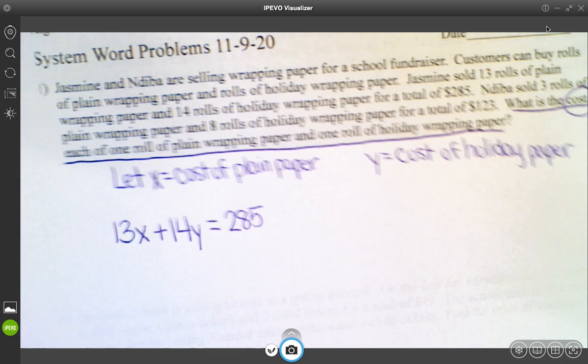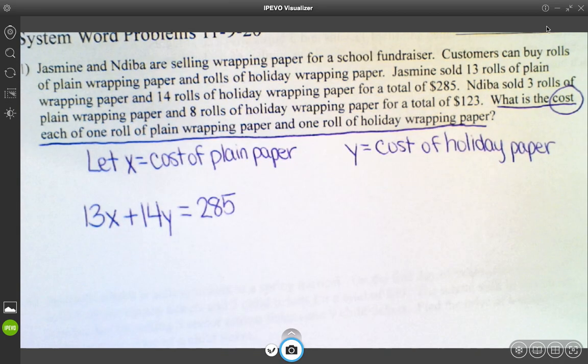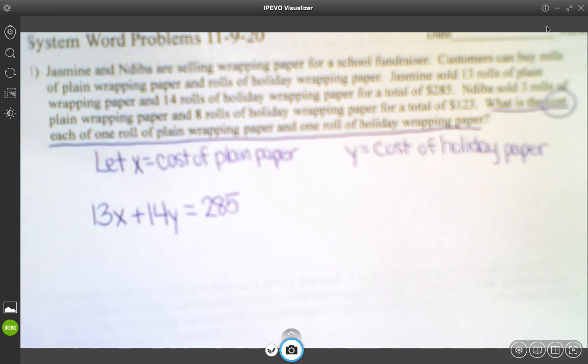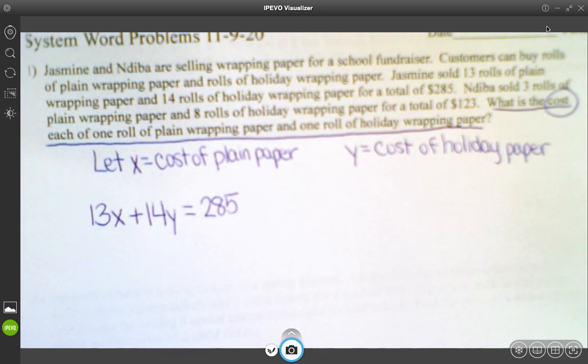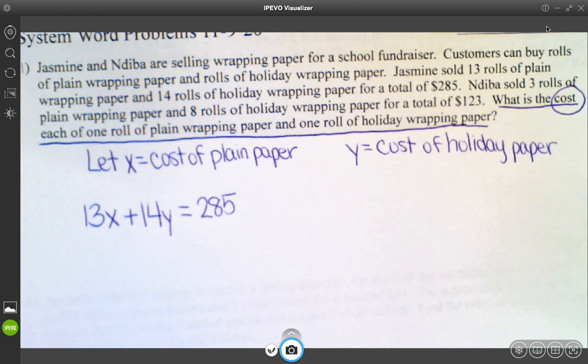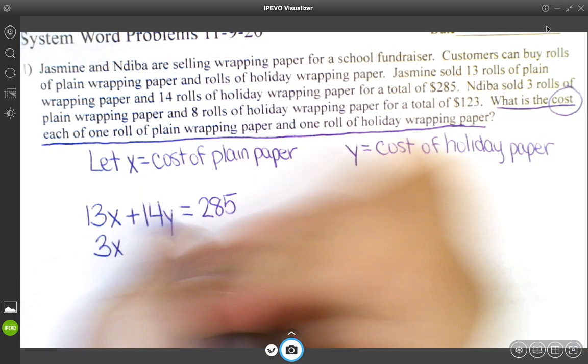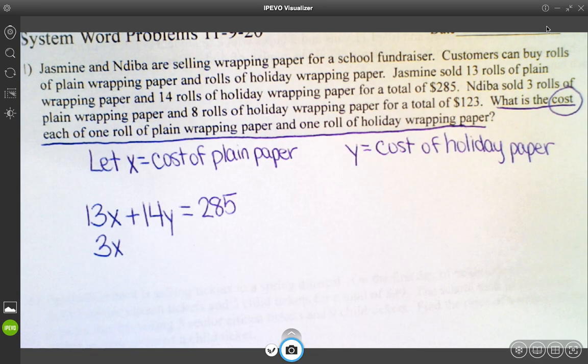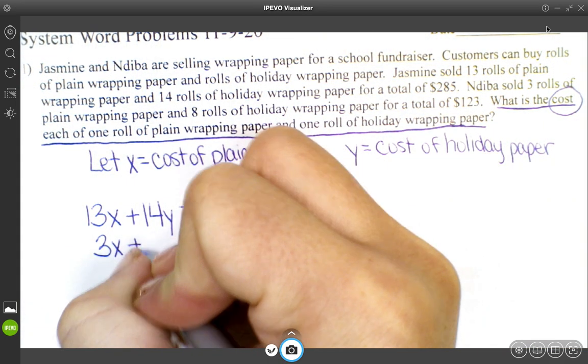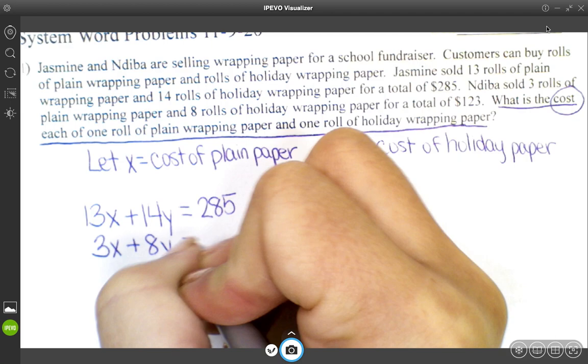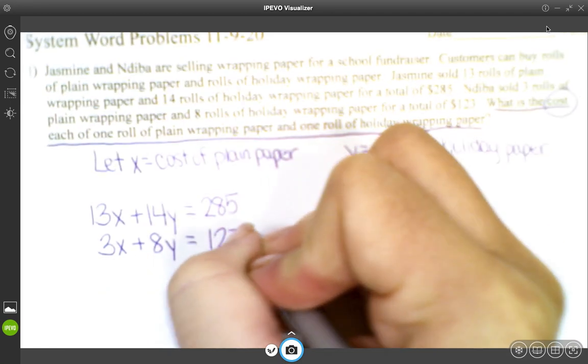All right, now we have to write an equation for the second person. What's the first thing that is sold? 3 rolls of plain. So that would be 3X because we decided X was plain. And then how many rolls of holiday wrapping paper? 8. And that gave us a total of $123.